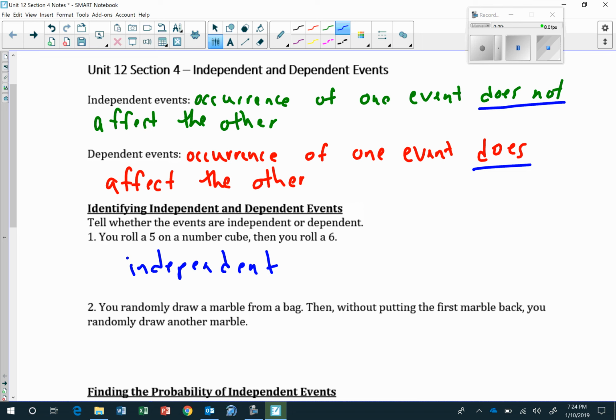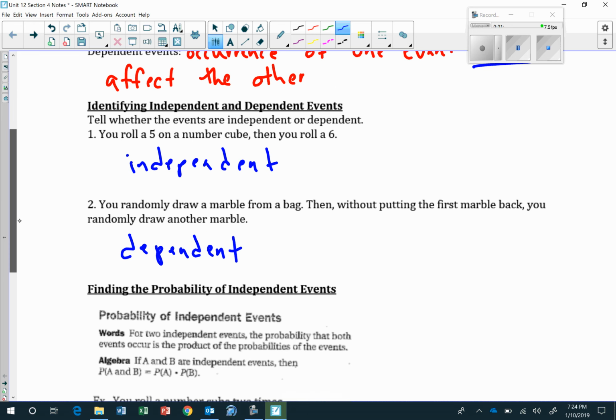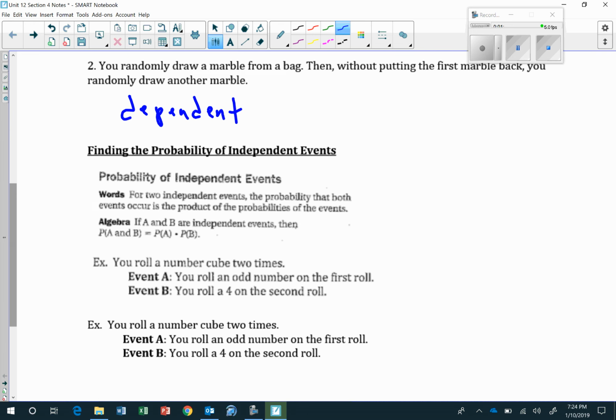For number 2, it says you randomly draw a marble from a bag, and without putting the first marble back, you randomly draw another marble. These are dependent events. Because if you don't put the marble back in, you're changing the total number of marbles and you're changing the number of marbles that are that certain color. So pretty straightforward. So now we're going to look at finding the probability of independent events.